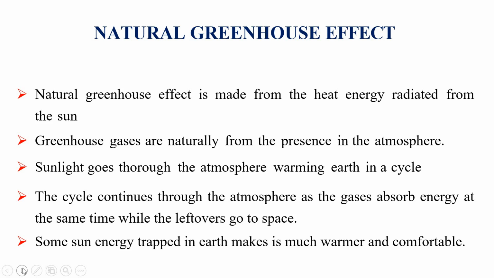Sunlight goes through the atmosphere, warming Earth in a cycle. The cycle continues through the atmosphere as the gases absorb energy, while the leftover goes to space. Some sun energy trapped in Earth makes it much warmer and comfortable. That effect is known as the natural greenhouse effect.